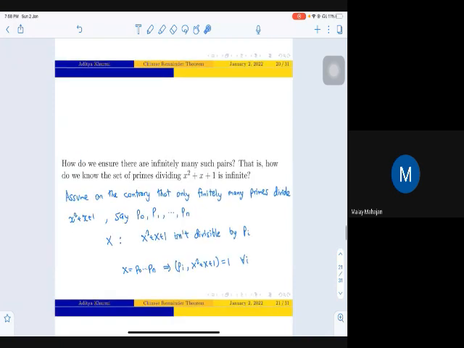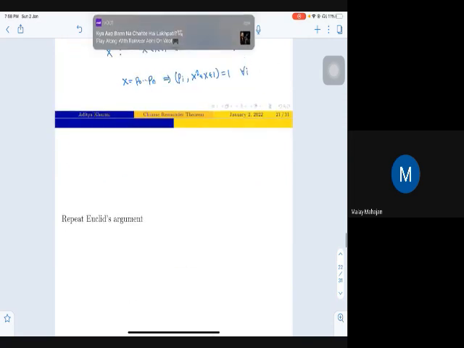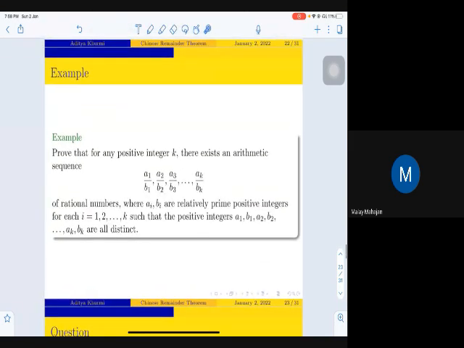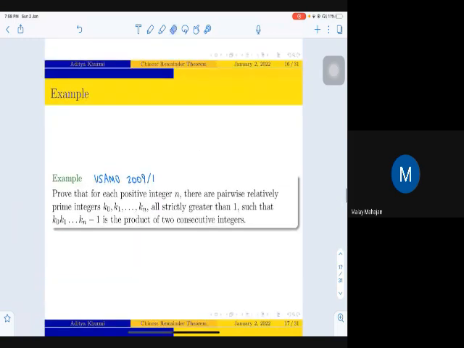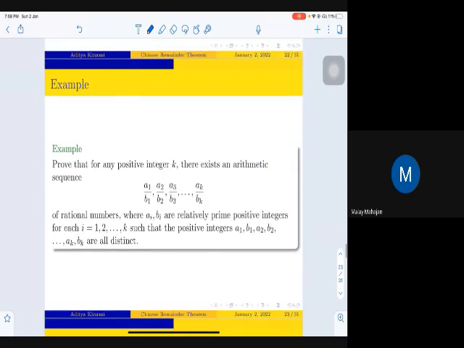So I hope this problem is clear, because this has two important ideas. If you have any doubts, again, you can just leave a message over there in the chat. So now let's look at one last example. This was USAMO 2008. This is APMO 2009.